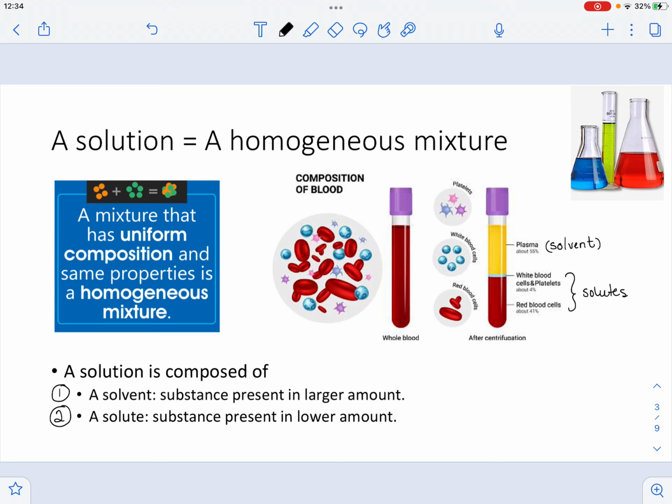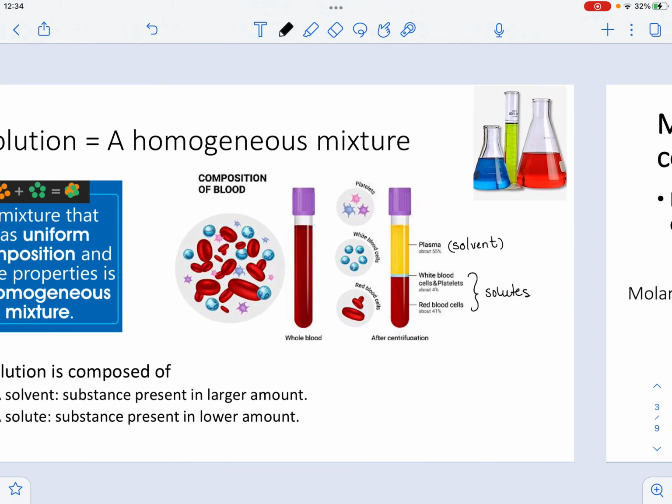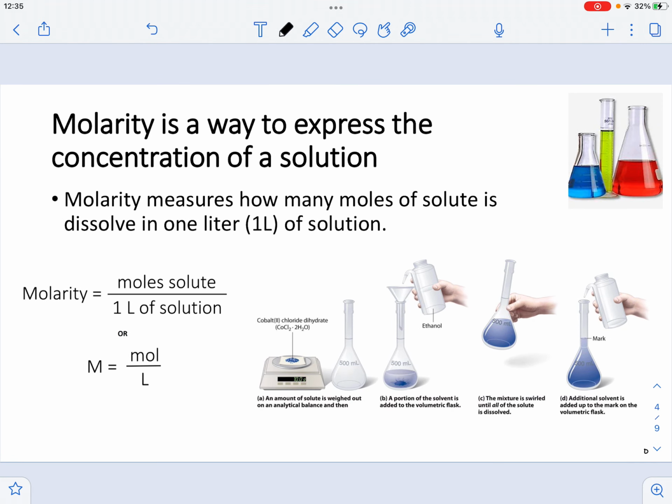Next, we need to understand how we talk about the concentration of solutions. Molarity is one of the ways in which we can talk about the concentration of a particular solution. Specifically, molarity measures how many moles of solute are dissolved in 1 liter of solution, where 1 liter is the volume of the solution. In general, when we're talking about molarity, the units are moles per liter. And that's what you see in the following equation.